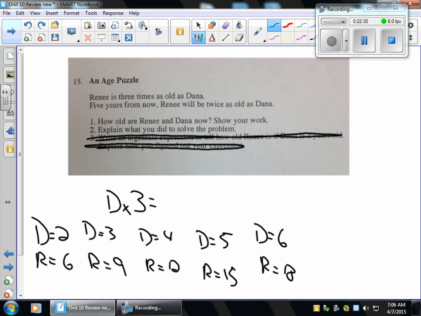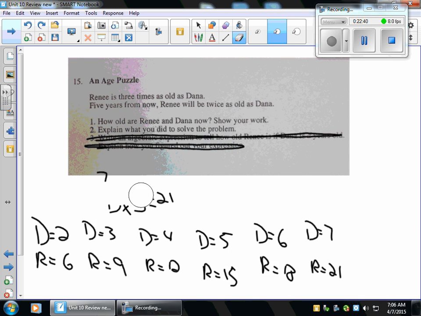And last one, if Dana is 7, Renee would have to be 21. So we have multiple ages down here at the bottom. The next question states this. 5 years from now, Renee will be twice as old as Dana. So we have to find out which one of these is correct.